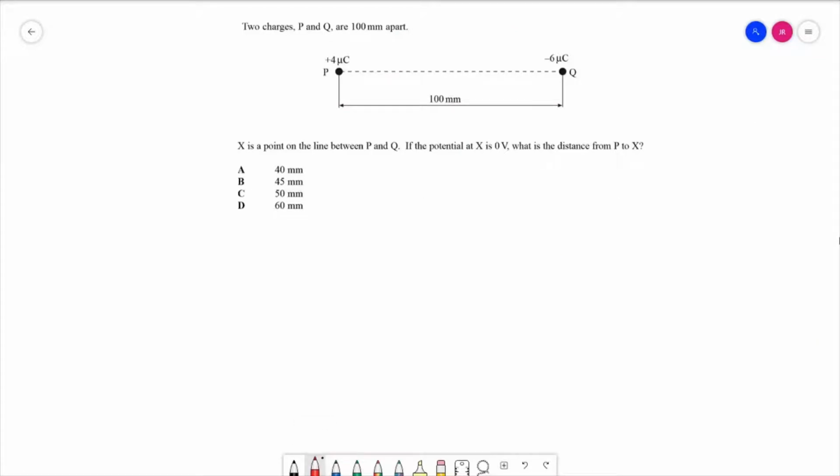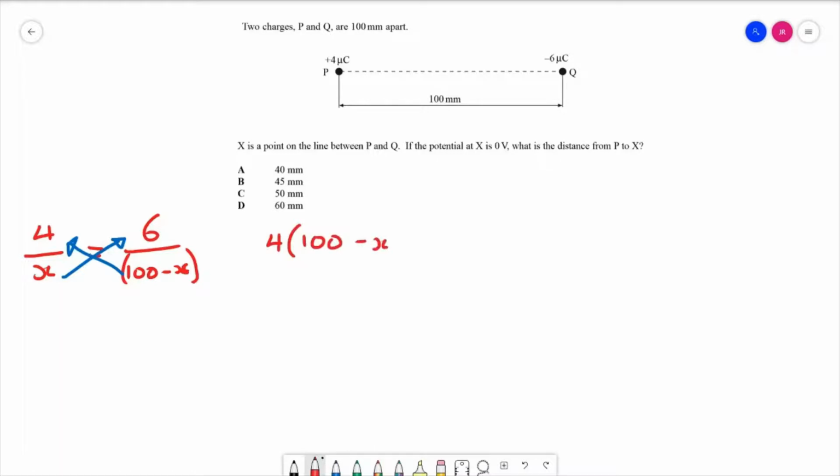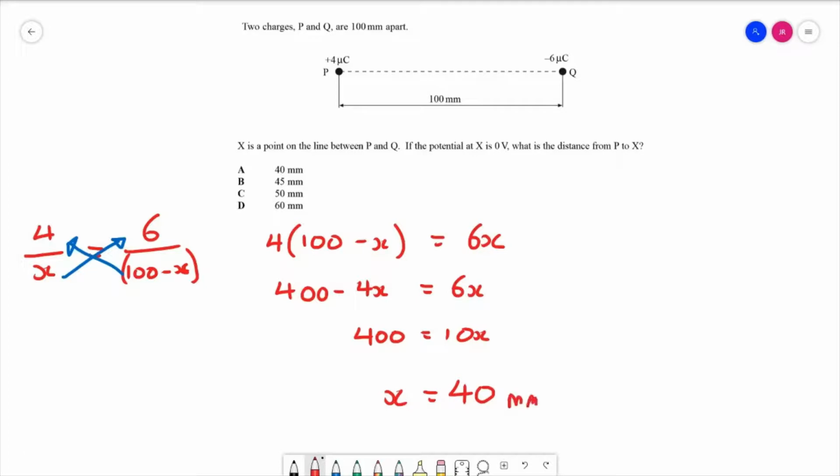So to move on to a fresh slide then, because I was running out of space on the other one, we left the last slide with 4 over x is equal to 6 over 100 minus x. Now at that point it should hopefully be quite easy for you to solve. We will cross multiply, so multiply both sides by x and multiply both sides by 100 minus x, and we're left with 4 brackets 100 minus x is equal to 6x, and this is dead easy now, so we'll just follow it through anyway. 400 minus 4x, multiplying those brackets out, is equal to 6x. If we add 4x to both sides, 400 is equal to 10x, and what we're left with is the answer of x is equal to 40 millimetres. There's the answer. The answer is A, 40 millimetres.